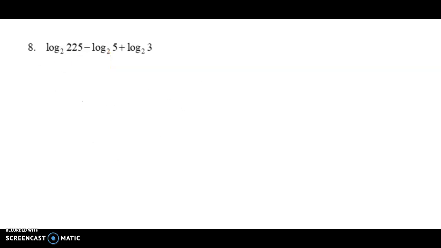If we look at the next problem, I'm going to do number 8. Again, you want to check, because we have multiple log terms here, all of the logs are in base 2, and we have 2 different properties now. We have a subtraction property right there, and we have an addition property right there. So we have to divide here. And here we're going to have to multiply.